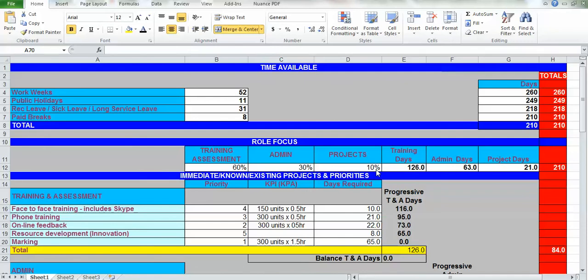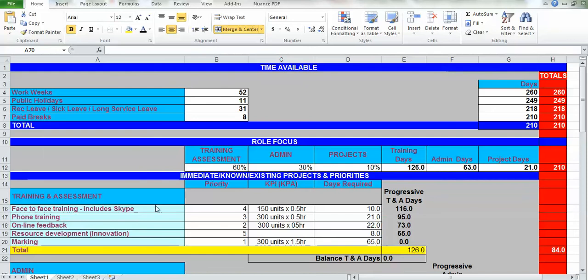So converting that then to days, 60% training works out to 126 actual days spent on training. 30% admin works out to 63 days spent on admin. 10% on projects means 21 days are allocated to project work. So now we're going to look at breaking those down. So we're looking at the immediate, the known, the existing projects and priorities.